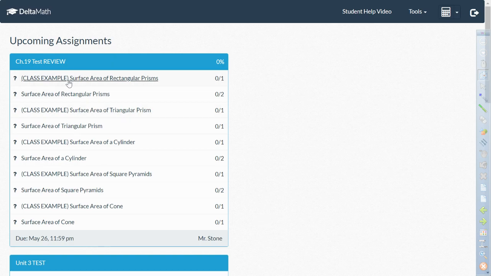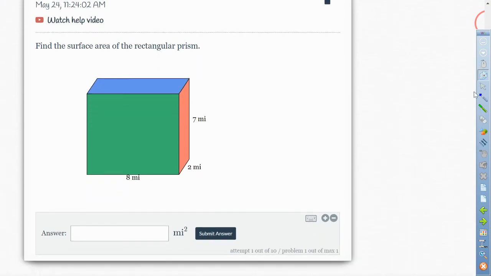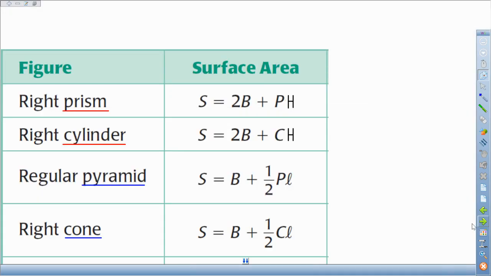Go ahead and click on this first one, looking at the surface area of rectangular prisms. All right, so there we have it. You don't necessarily need to draw these shapes, though if you feel like it would be beneficial, you can, but you have everything you need right here. Just to give you a quick overview, here's all of our formulas. We have surface area of prisms and cylinders, and then pyramids and cones.